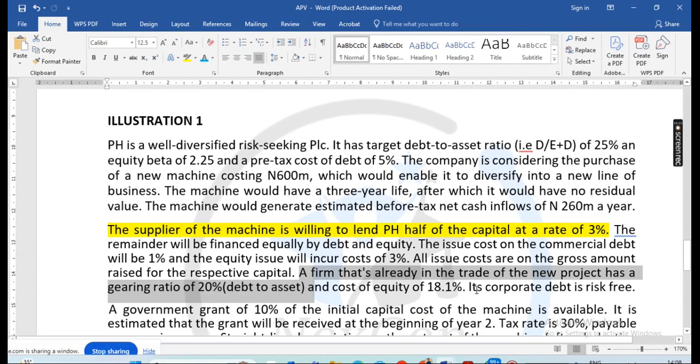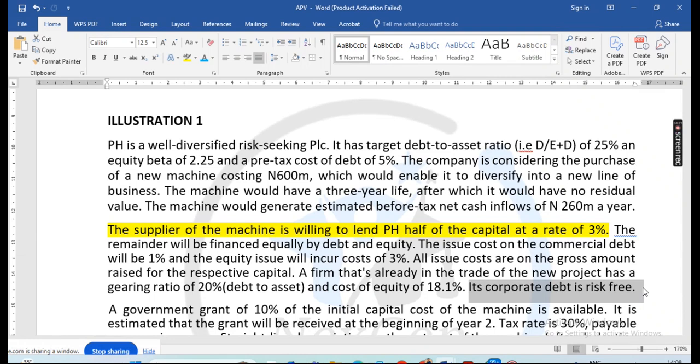Class, its corporate debt is risk-free. What is corporate debt? Corporate debt means commercial debt. Now, its corporate debt is risk-free. What it means is that if the interest rate for commercial debt is 5%, the interest rate for risk-free will be 5%. That is what it means.